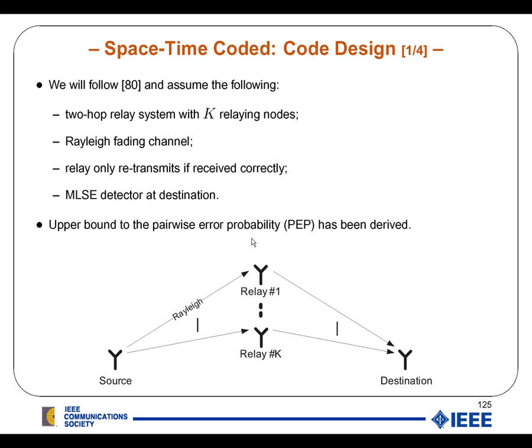Now let's move on to the space-time code design, and following the literature we assume that type of topology here. We have a source terminal, we have a relay channel to the relay terminals, where we have K relay terminals which form a space-time code word and transmit that to the destination. We assume an ML detector at the destination, and what we're interested in is an upper bound to the pairwise error probability.